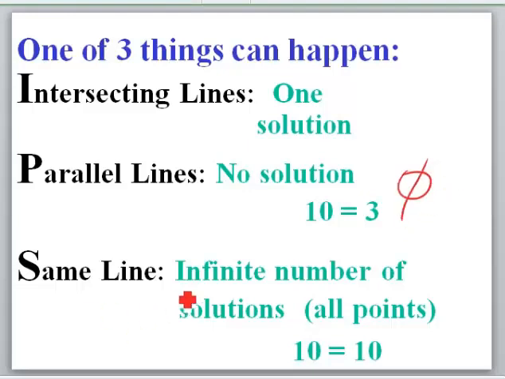When you have the same line, you'll end up with an equation that says something like 10 equals 10 or 0 equals 0 or 5 equals 5. So a true statement, and what we'll write for that is that there's infinitely many solutions.